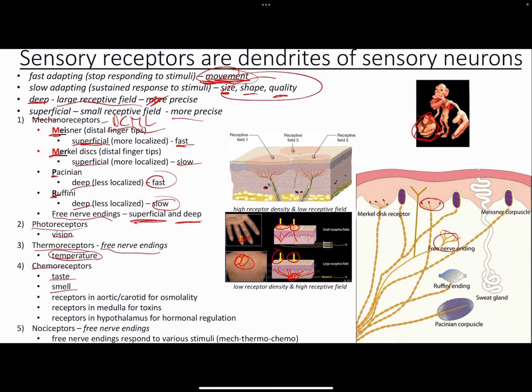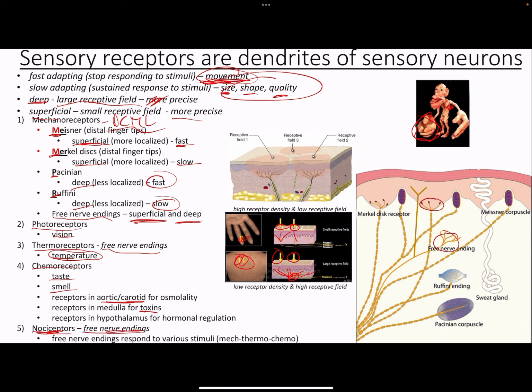Chemoreceptors for taste, smell, aortic and carotid receptors for cranial nerves 9 and 10. I think we also have baroreceptors for this, but I could be wrong. Then we have the area postrema, the CTZ, for picking up toxins for emesis, and then receptors in the hypothalamus, and then we have nociceptors for pain.